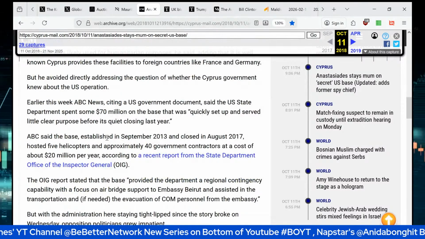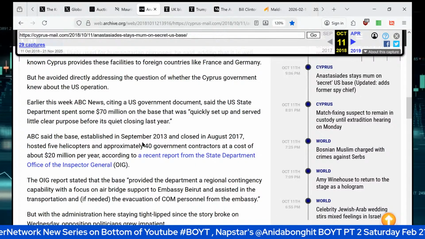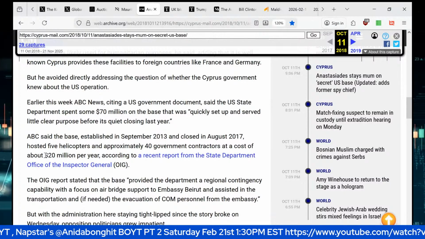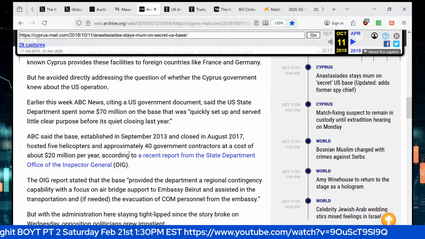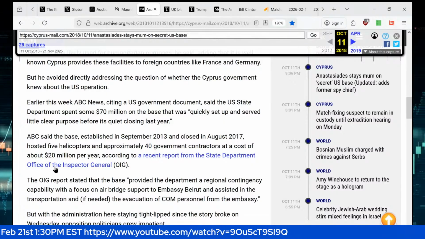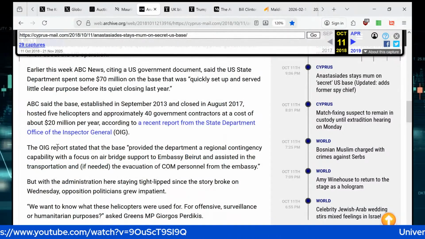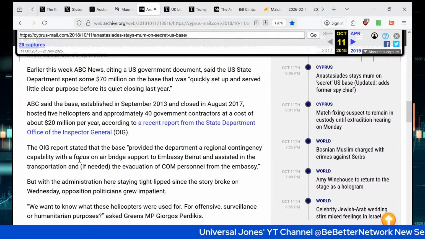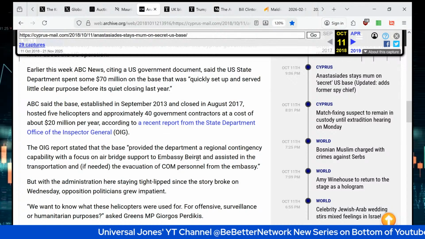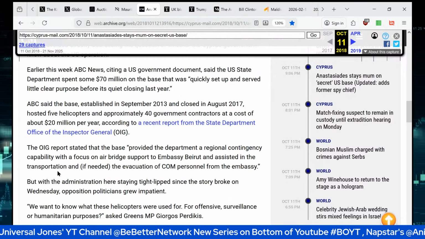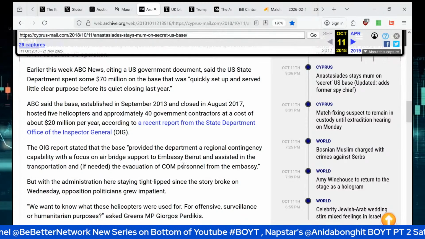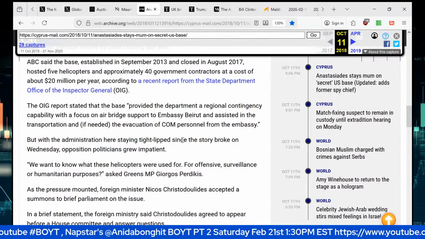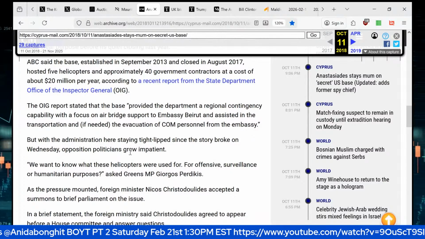ABC said the base, established in September 2013 and closed in August 2017, hosted 5 helicopters and approximately 40 government contractors at a cost of about $20 million per year, according to a recent report from the State Department Office of the Inspector General, OIG. The OIG report stated that the base provided the department a regional contingency capability with a focus on air bridge support to Embassy Beirut, so that's Lebanon, and assisted to the transportation and, if needed, the evacuation of embassy personnel. But with the administration here staying tight-lipped since the story broke on Wednesday, opposition politicians grew impatient.